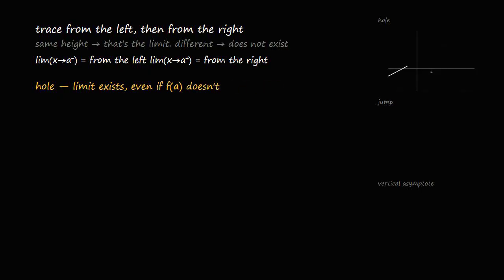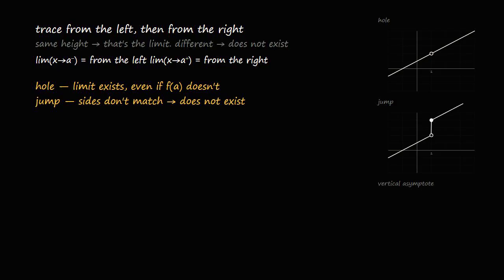A removable discontinuity, or hole. Both sides approach the same y value, but there's an open circle there. The limit exists even though the function might be undefined or defined somewhere else at that exact point. A jump discontinuity. The left and right sides approach different heights. The limit does not exist even though the function may have a value defined right at that x.